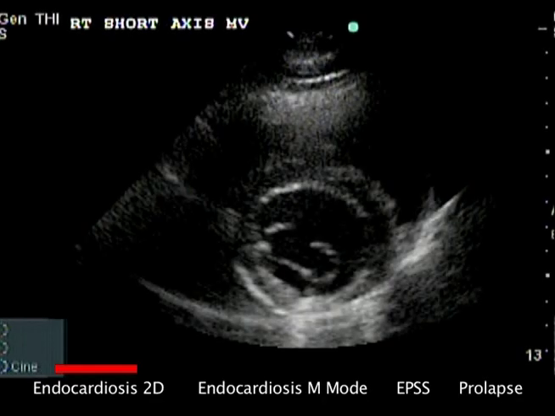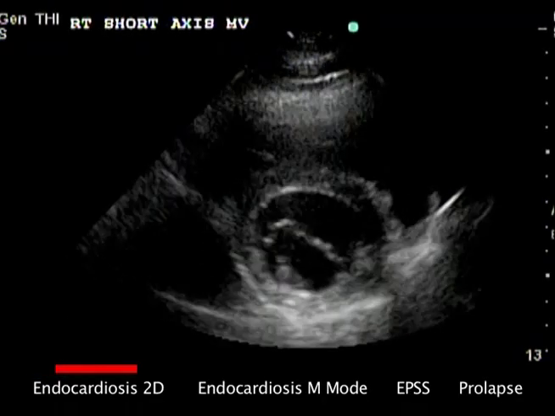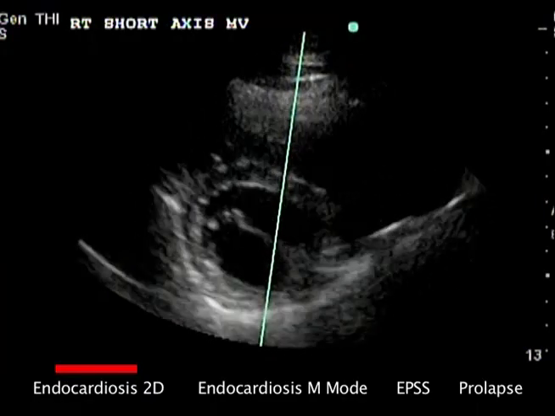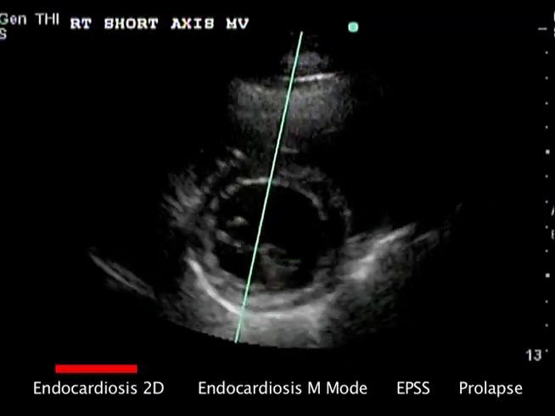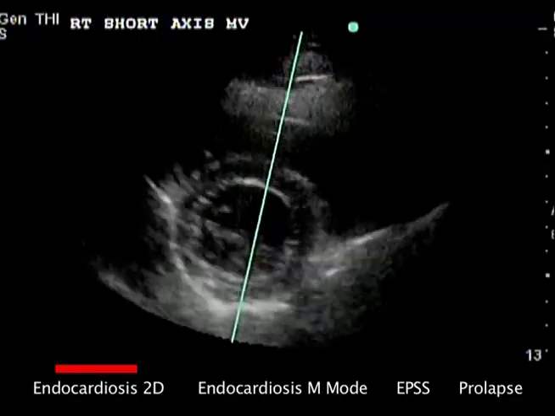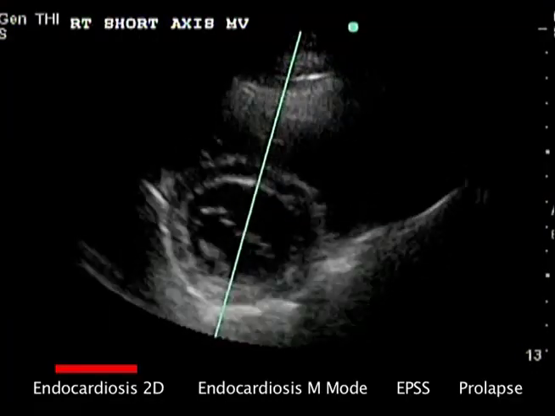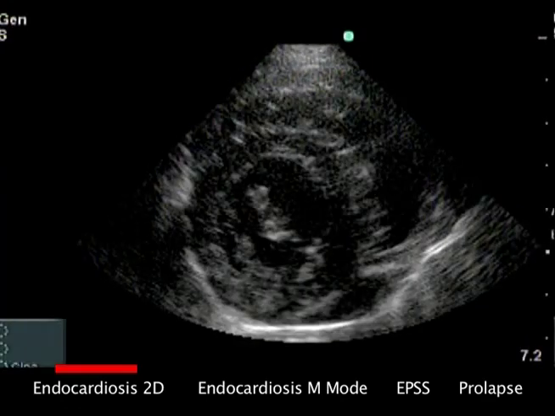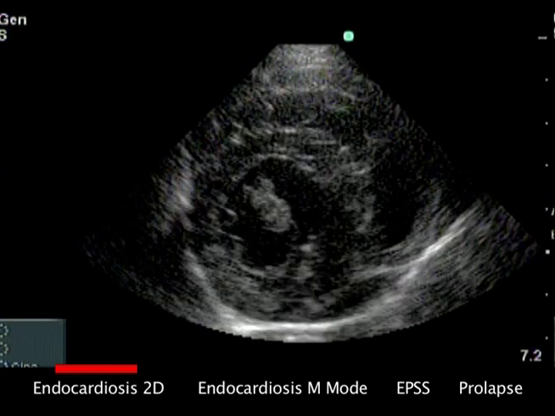In a two-dimensional, right-side short-axis view of the normal mitral valve, the valve shows thin but irregular valve leaflets. In a two-dimensional view of a diseased mitral valve, thickened lesions can sometimes be seen on one or both mitral leaflets.